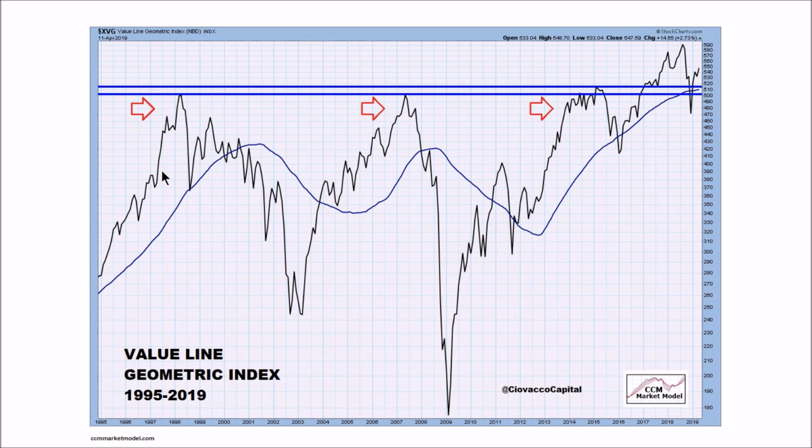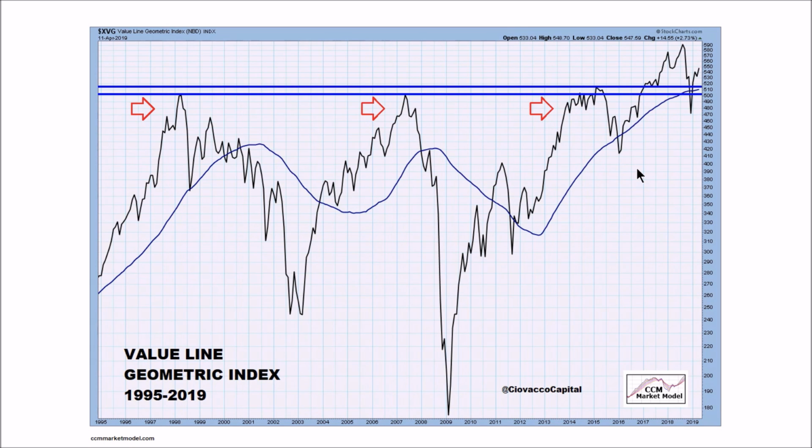Price came up to this area here and was rejected in 1998. The average stock peaked well before the major averages in the year 2000. We came back up and revisited basically the same level in 2007. Price was rejected. Made a third attempt between 2012 and 2015, and once again, price was rejected.